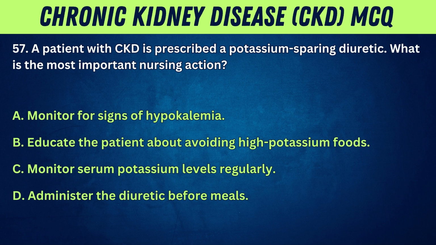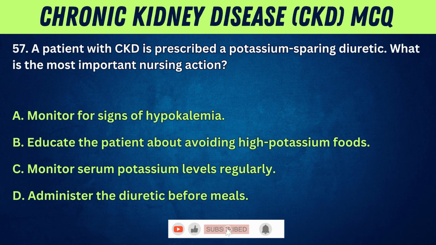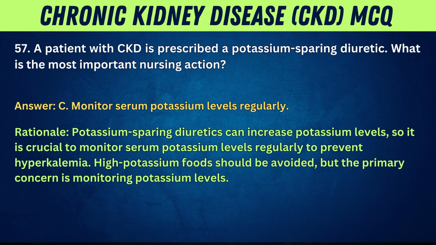57. A patient with CKD is prescribed a potassium-sparing diuretic. What is the most important nursing action? A. Monitor for signs of hypokalemia. B. Educate the patient about avoiding high potassium foods. C. Monitor serum potassium levels regularly. D. Administer the diuretic before meals. Answer: C. Monitor serum potassium levels regularly. Rationale: potassium-sparing diuretics can increase potassium levels, so it is crucial to monitor serum potassium levels regularly to prevent hyperkalemia. High potassium foods should be avoided, but the primary concern is monitoring potassium levels.